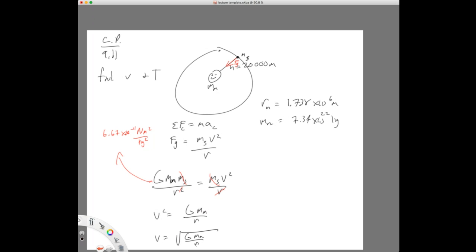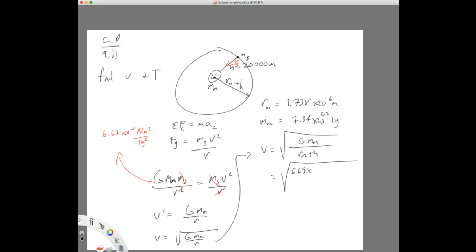But this radius here is the radius of the orbit. It's not the radius of the moon. It's also not the height h. What is it exactly? The radius is all the way from the center of the moon to the orbit. So that is r moon plus h. So v equals the square root of G m moon over r moon plus h. And now we can get a number for that.